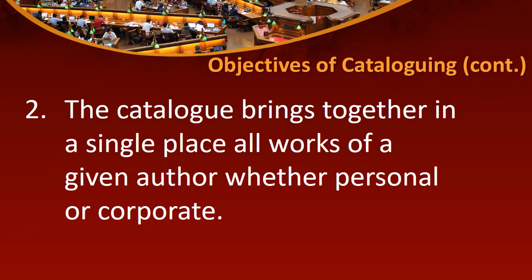Number two, the catalog brings together in a single place all works of a given author, whether personal or corporate. That means if I publish 10 books, when you are checking the author catalog, you will see all my books that are available in that library under the same given author's name, say Soji Adelwigbe. That means if I publish books on mathematics and on library, under the author catalog entry, you will find all the books that are published, whether for library or for mathematics, in the same place.